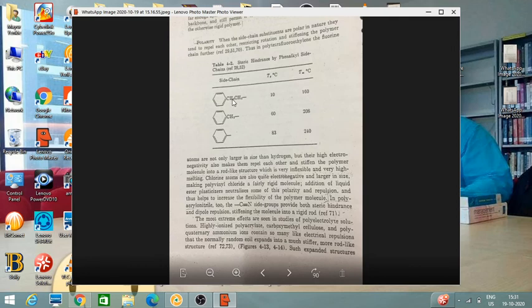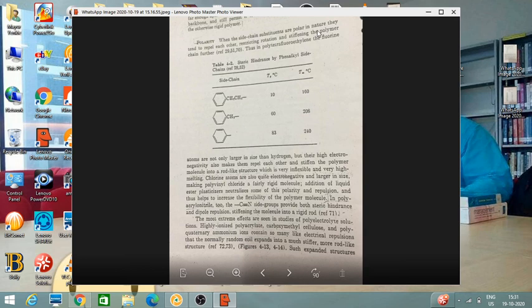Here there is a gap because of CH2 CH2, therefore the melting point is slightly less. Then there is only one CH2, so the melting point is slightly increased. Then this is directly attached as a side chain, and then it is 240 because it is polar in nature.